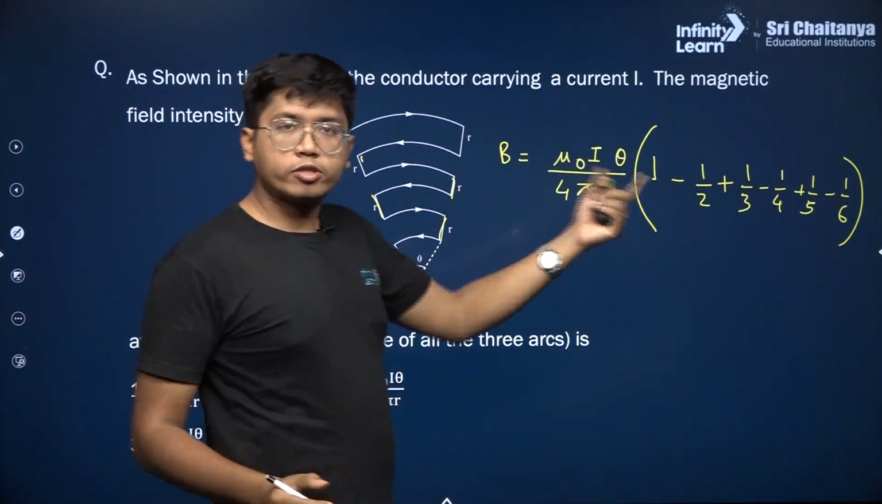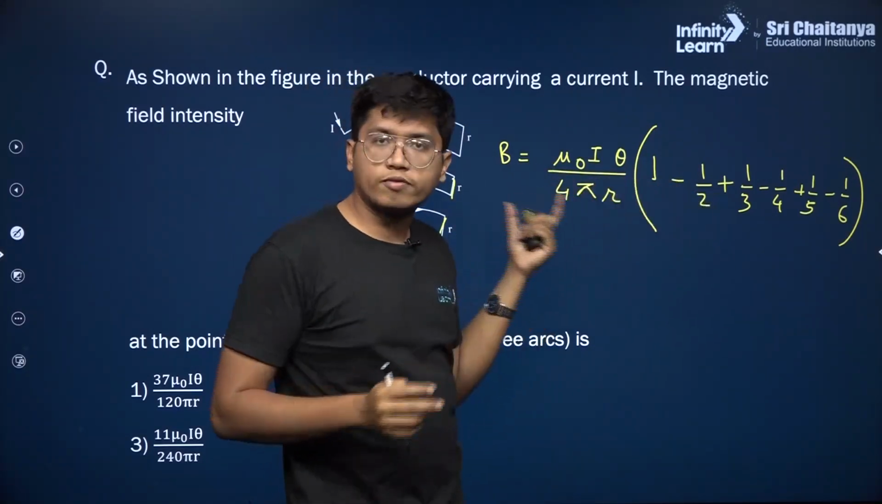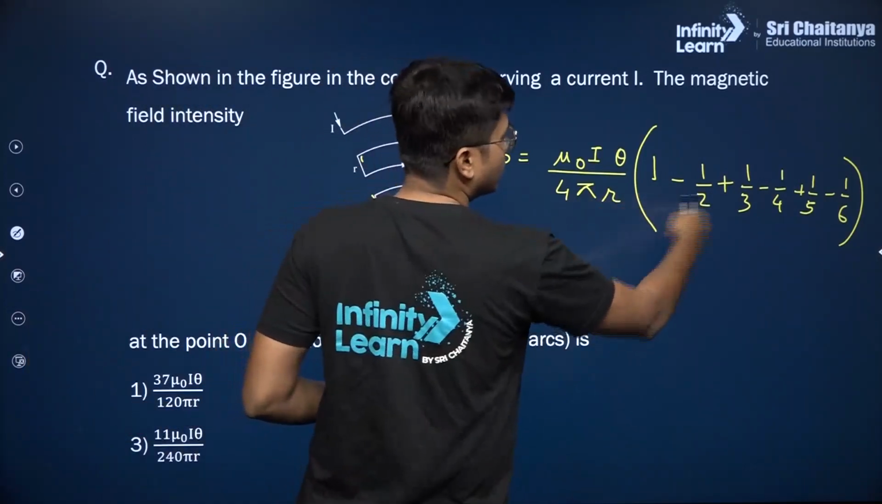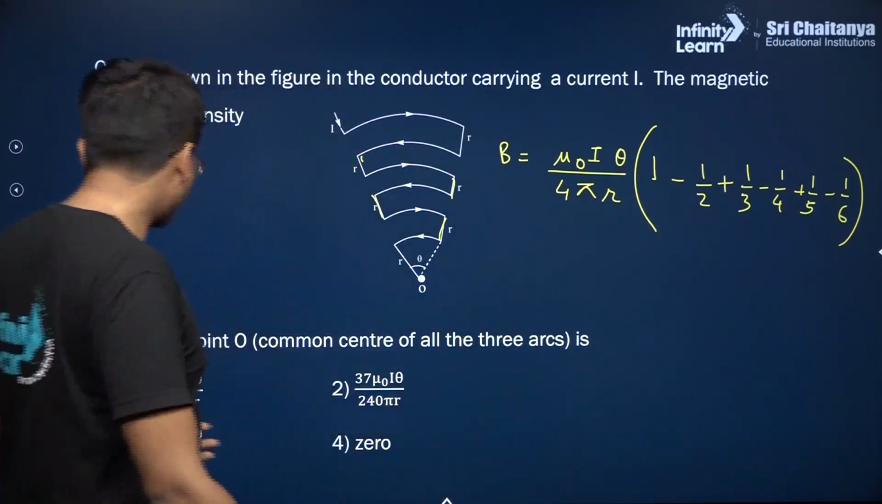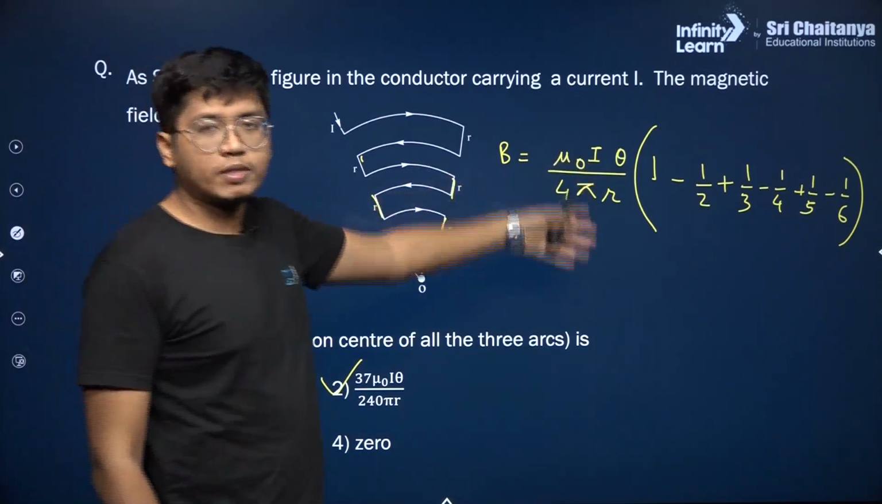So you could write them individually, but I've written them straight away in one form, taking this part common from all of them. Then you get this. From here on, it's just basic calculation. You'll just calculate over there and you would arrive at this answer. I'm not going into the calculation, but you can take the common multiple there and calculate.